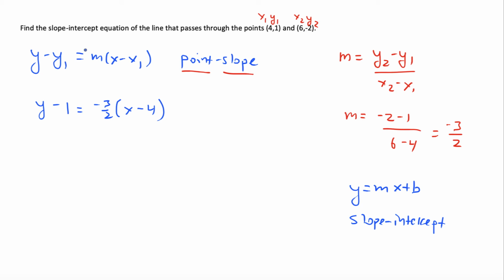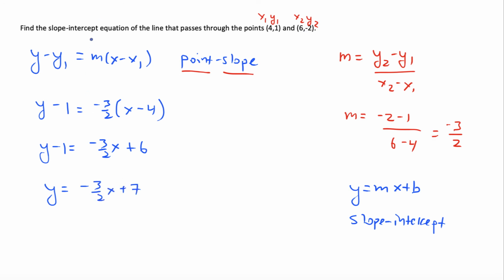Since they're asking for the slope-intercept form, let's go ahead, distribute everything, and then add the 1 back at the end. So y minus 1 is equal to -3 over 2 x. And -3 over 2 times -4 gives us +6. And for the last step, we can just add the 1 to both sides. And what do we end up with here? y equals -3 over 2 x plus 7.